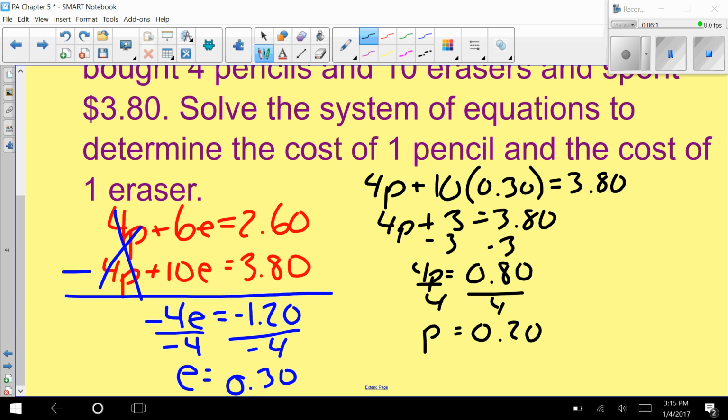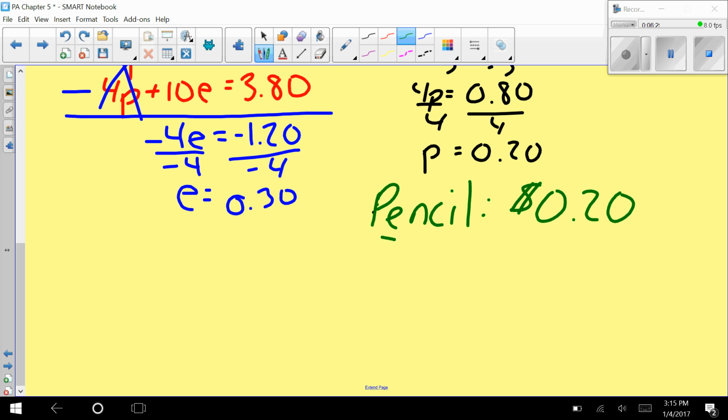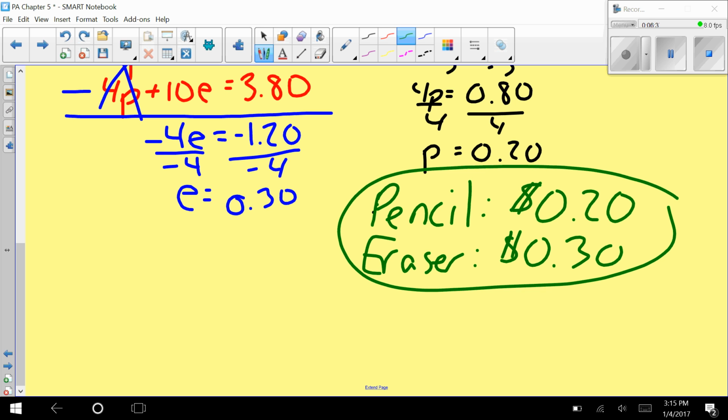Now our answer, since it's a word problem, is not an ordered pair. Our answer will need to be a pencil costs 20 cents, and an eraser costs 30 cents. So we're hoping that's our answer. Let's double check really quick.